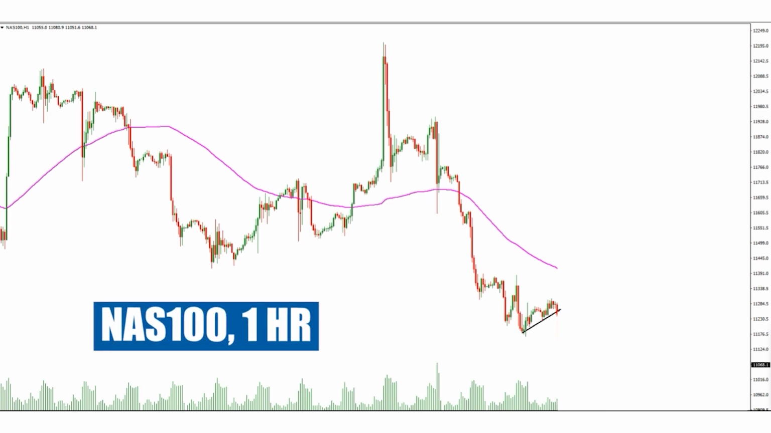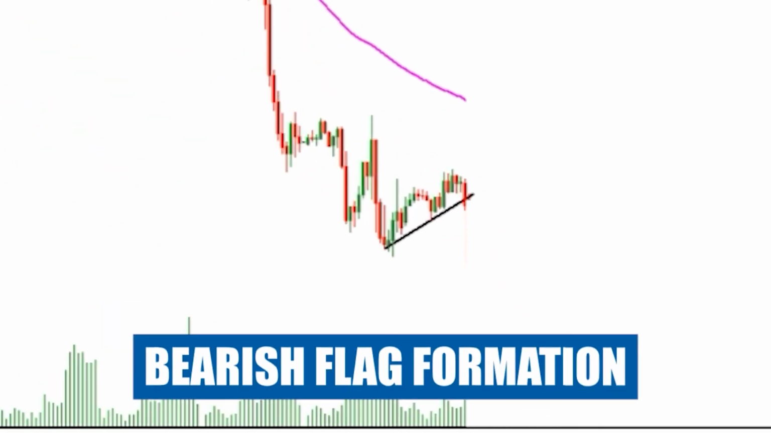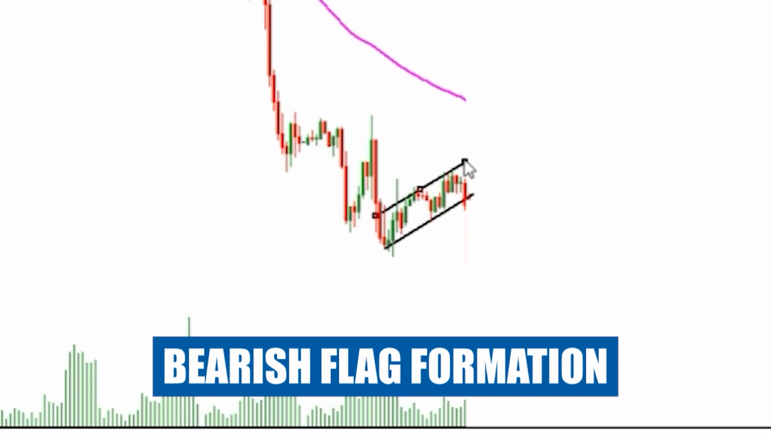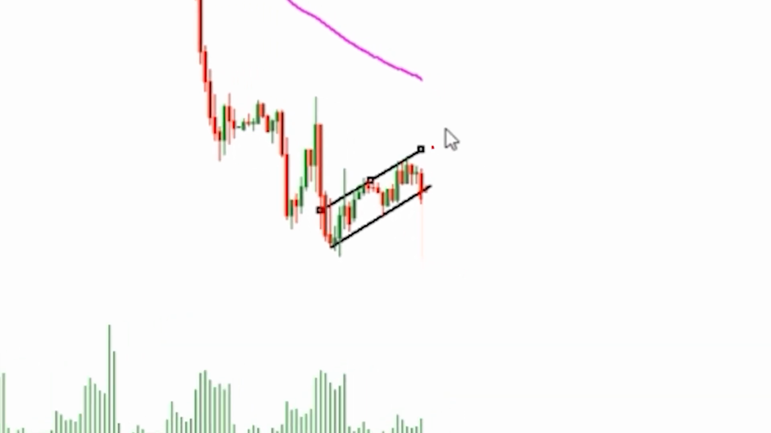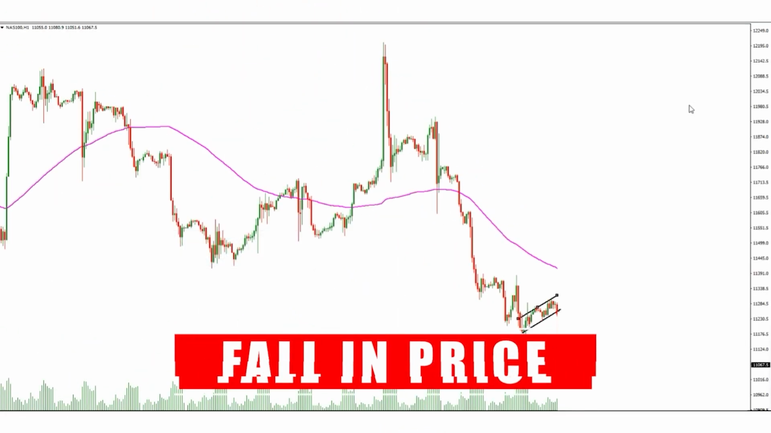So here we are looking at the NAS100 index on the 1 hour chart. You can see that we have a formation of a bearish flag here. We can see that the price does break out to the downside on this candle right here, and it does so with an increase in volume as well, as you can see. So this could indicate there could be a fall in price.